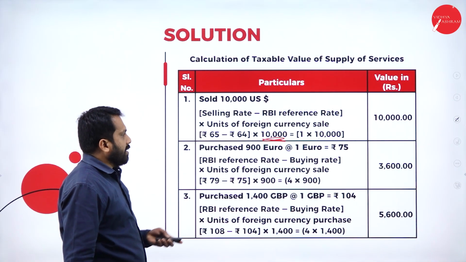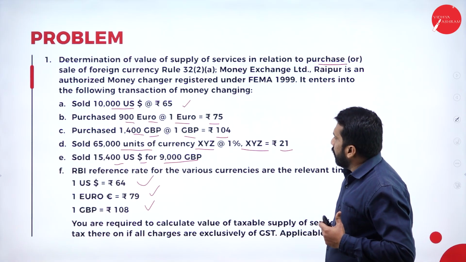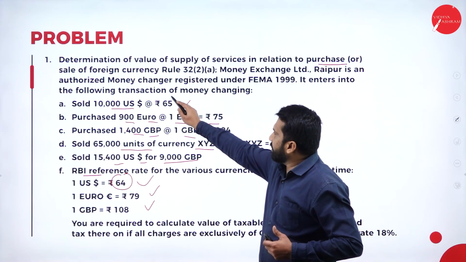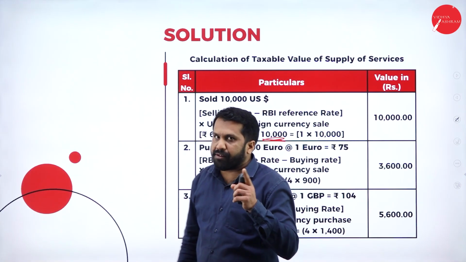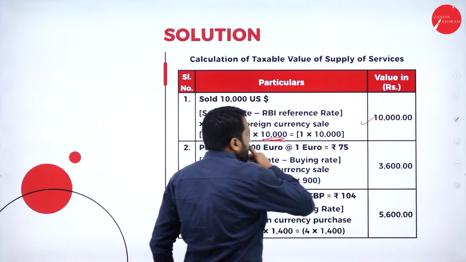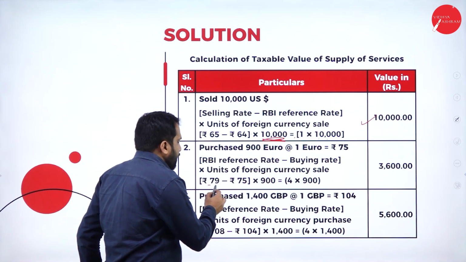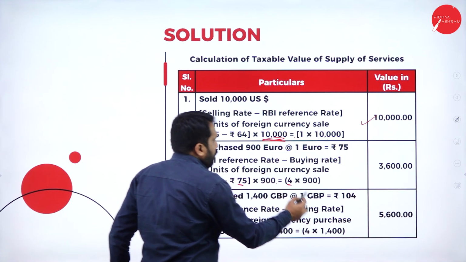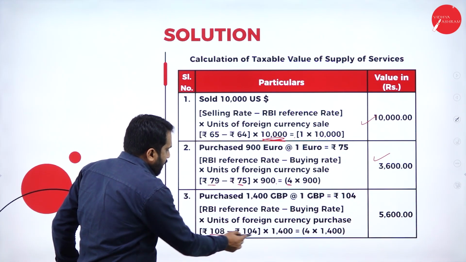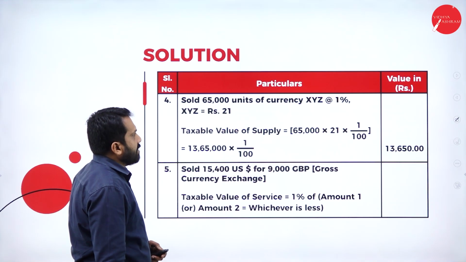Now, 65 minus 64. The RBI reference rate is 64, but what price did they sell at? 65, a 1 rupee difference. That 1 rupee we have to consider, 1 into 10,000. Your answer is 10,000. Purchased 900 euros: similarly, 79 minus 75, it is 4 rupees. 4 into 900, 3,600. Purchased at 108 and 104, the difference is 4 rupees. Multiply and you will get 5,600.